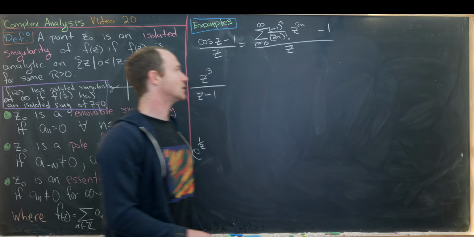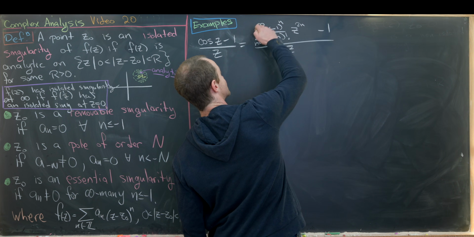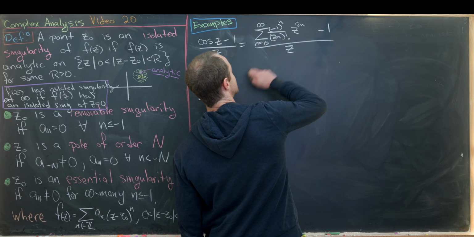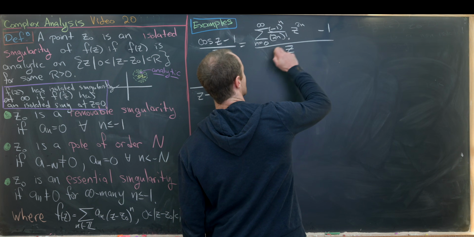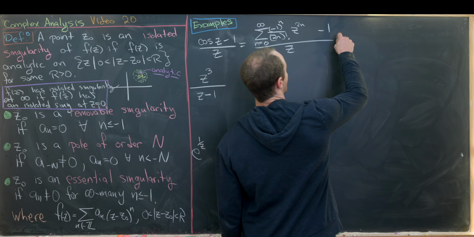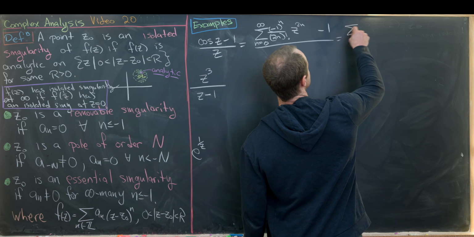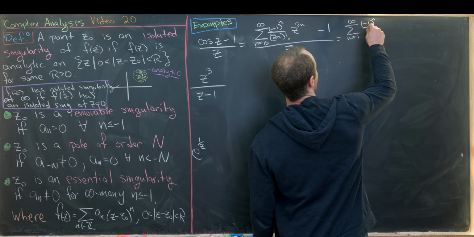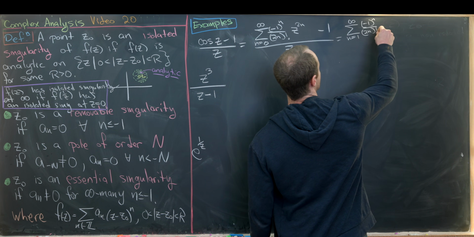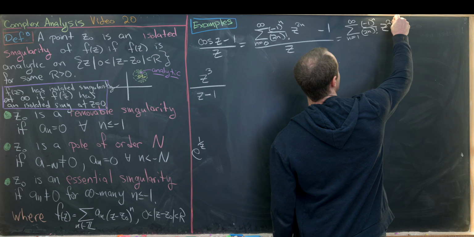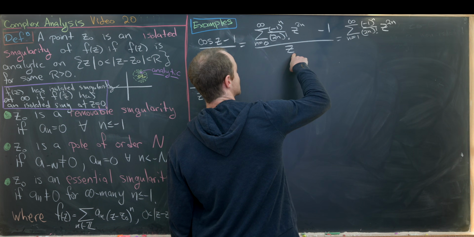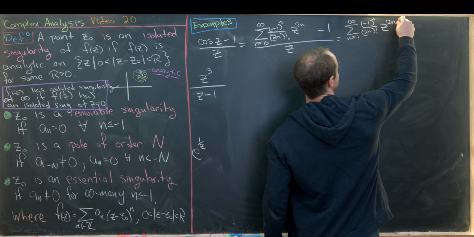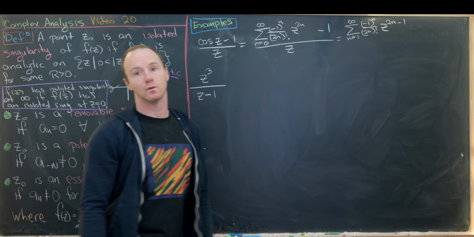But what does subtracting 1 do? Well, notice the very first term of this sum is 1. So that just turns this starting term from 0 to 1. So that means we have the sum as n equals 1 to infinity of minus 1 to the n over 2n factorial z to the 2n, but now that's all over z, so we can do z to the 2n minus 1.